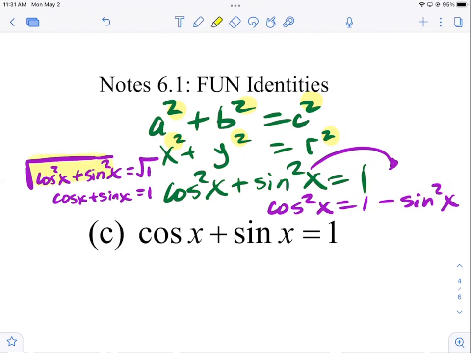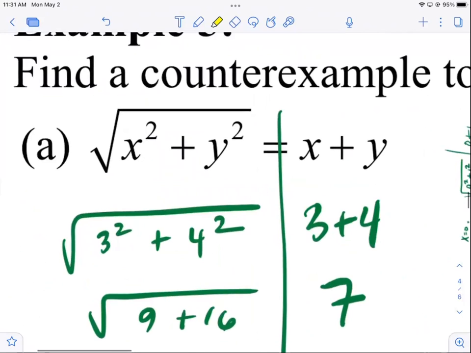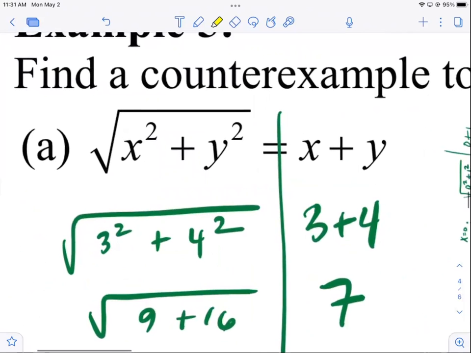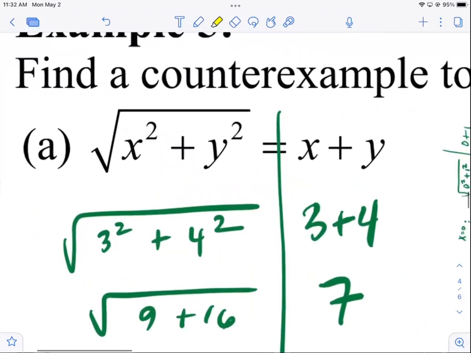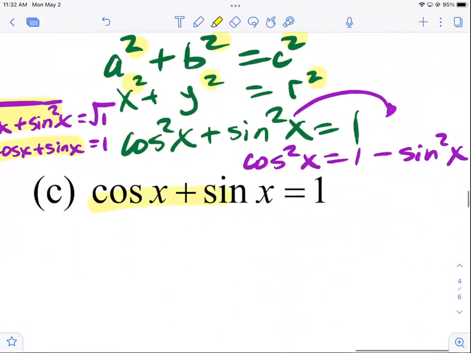No, because is that right there equal to that? No, we just disproved that in Part A. X and Y don't have to be numbers. That X could be cosine and Y could be sine. So that doesn't work. These have to be squared in order to be Pythagorean. It's not. So I would tell you to find a counterexample.